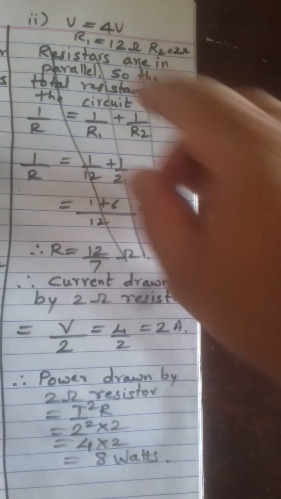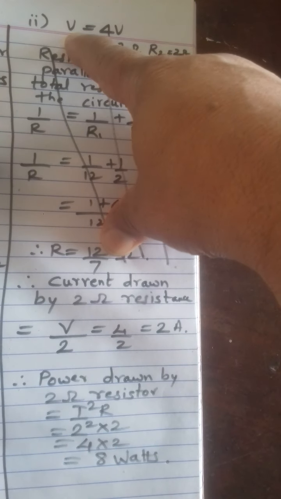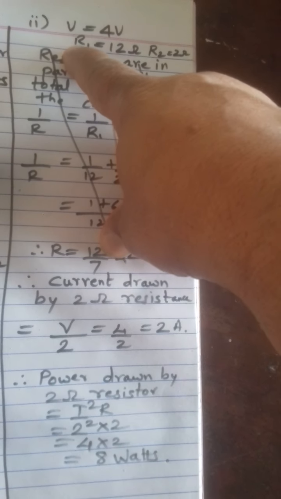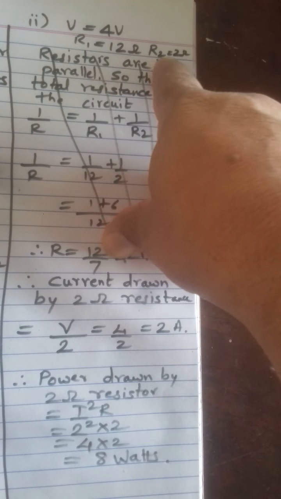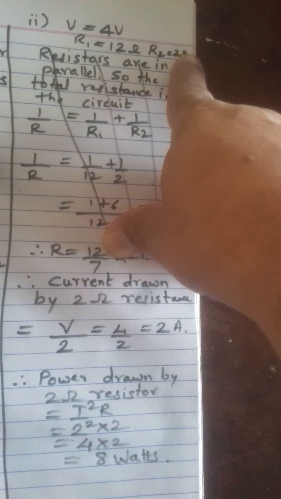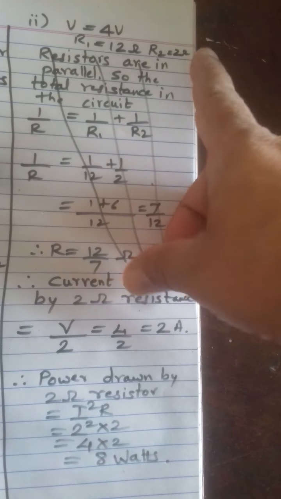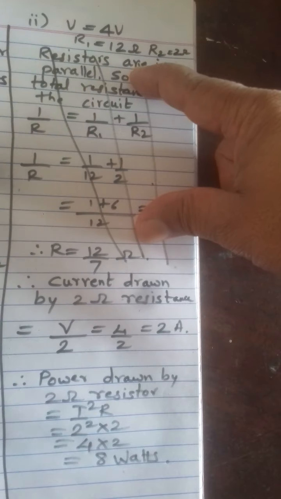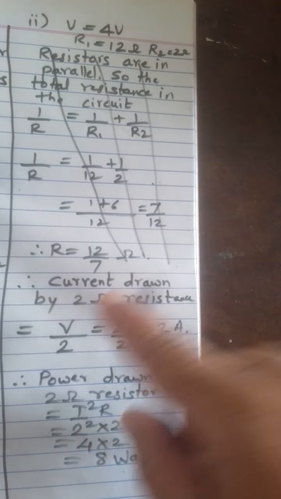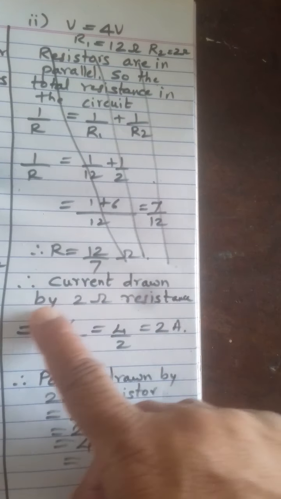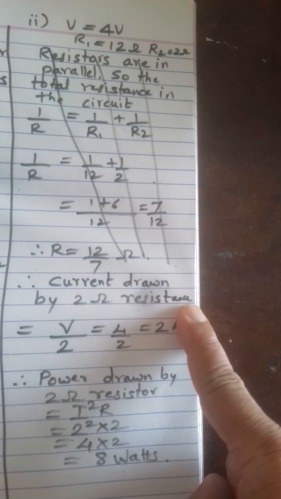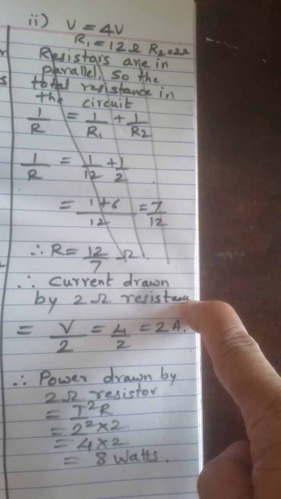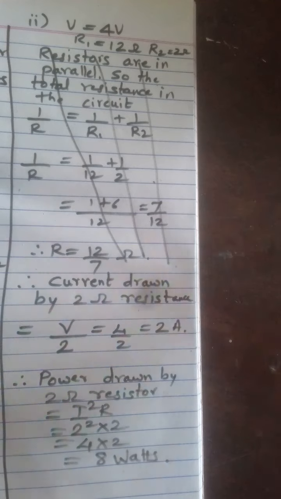Now second part, voltage of the battery is 4 volts. First resistor is 12 ohms, second is 2 ohms. They are in parallel. So let us not calculate the equivalent resistance or total resistance. So what we will do is, we will see what is the current drawn by 2 ohm resistance. Because in parallel connection, the current drawn by different resistors will be different. Currents will be different, but potential difference will be same.